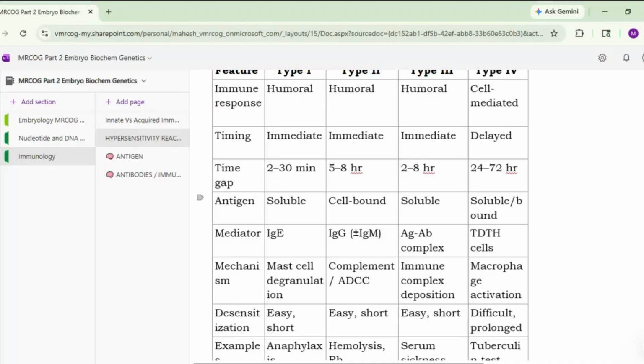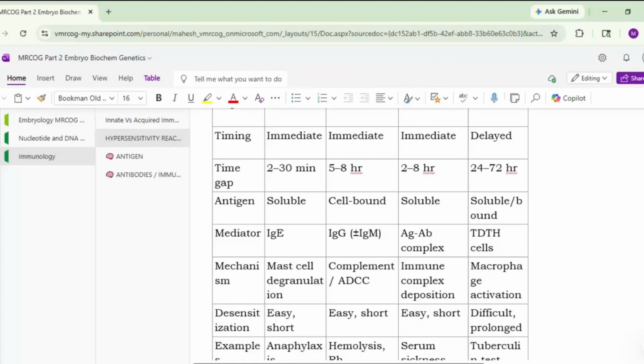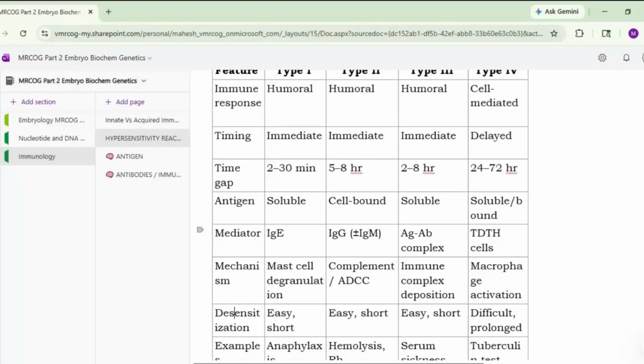The mediator for type 1 is IgE. IgE mediated hypersensitivity, that is allergic reactions, is type 1. Then type 2 is IgG plus IgM. Alone IgG can be there, or IgG plus IgM can be there. The typical feature of type 3 is antigen antibody complex. And for type 4, it is TDTH cells, that is Th1 type of cells. They are responsible for type 4 hypersensitivity.